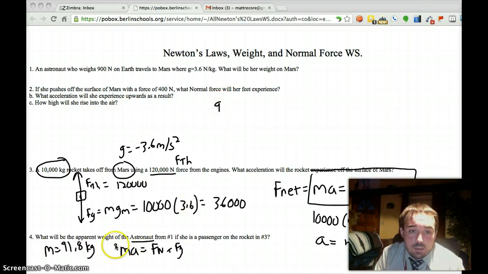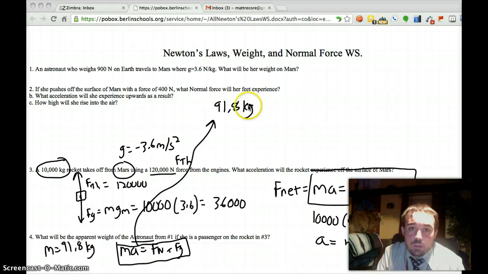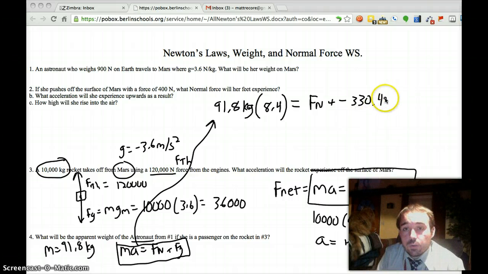So all this, just bring it up here. The astronaut's mass, 91.8 kilograms, times the acceleration, well, we just found that, that's 8.4 meters per second squared, equals the normal force, aka the apparent weight that we're solving for, plus the force of gravity, and the force of gravity that we found was from part A, again, I'm doing this from memory, I think it was 330.4 newtons. And we want to solve for the normal force.